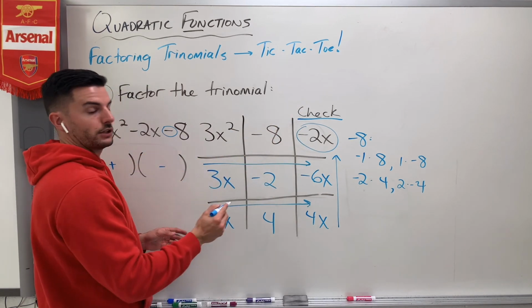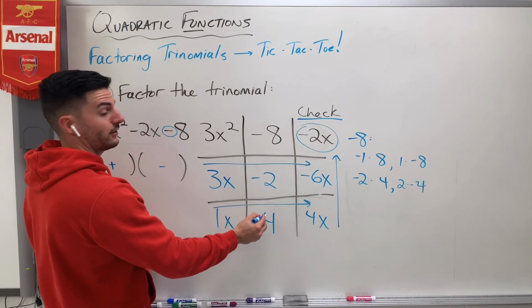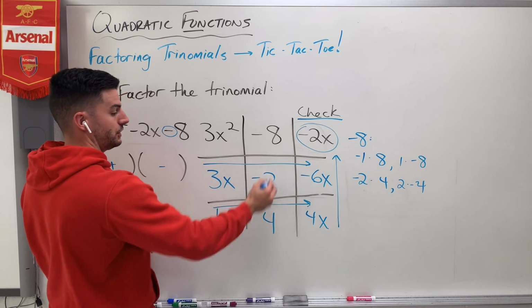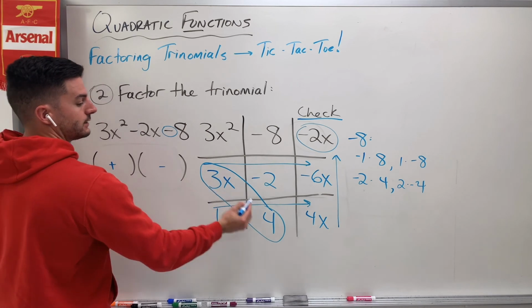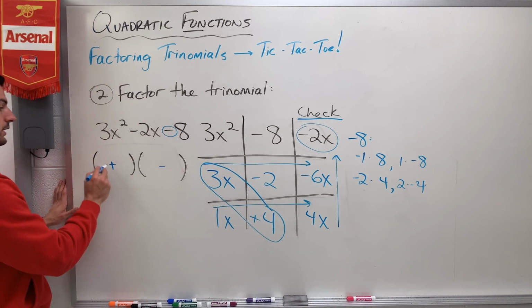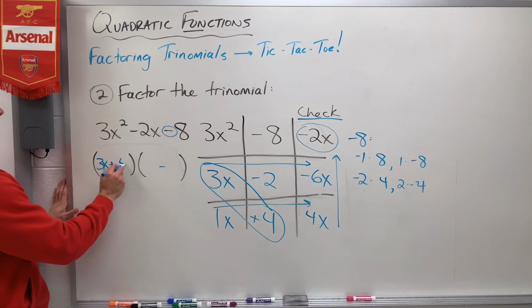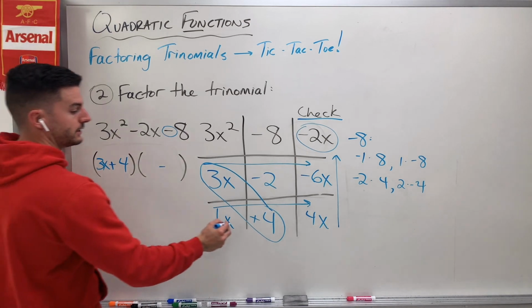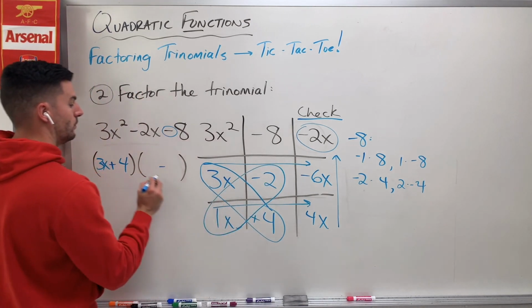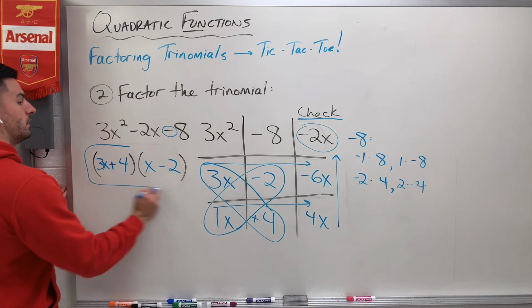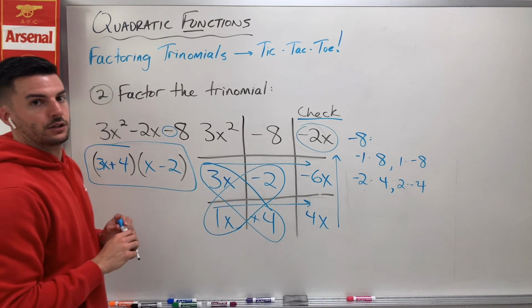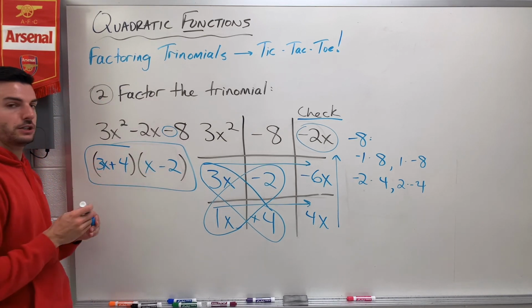And so I have my two pairs of terms right here. So again, it's the diagonals. When I find a good check, I go with the diagonals. So my one group is going to be 3x and +4. Okay, so 3x and +4. And my second group is the other diagonal, 1x and -2. And so that is my pair. That's my two groups, my two binomials.